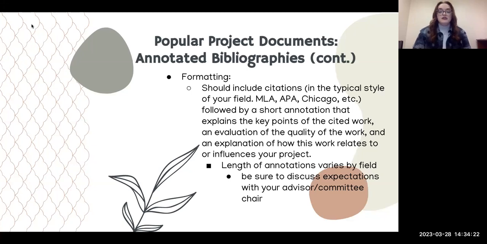These citations are then followed by a short annotation that explains the key points of the cited work, an evaluation of the quality of that work, and an explanation of how this work relates to or influences your project. So those three major points I hit there, right? The key points of the work itself, an evaluation of its quality, and an explanation of how it relates to your project. Those can be a single sentence, those could be a paragraph, depending on the length of annotation that is expected from your department. So again, that's something that you would talk to your committee chair about, or maybe your advisor. And like I say, the annotations vary by field, and so you want to be sure to talk to somebody about it.